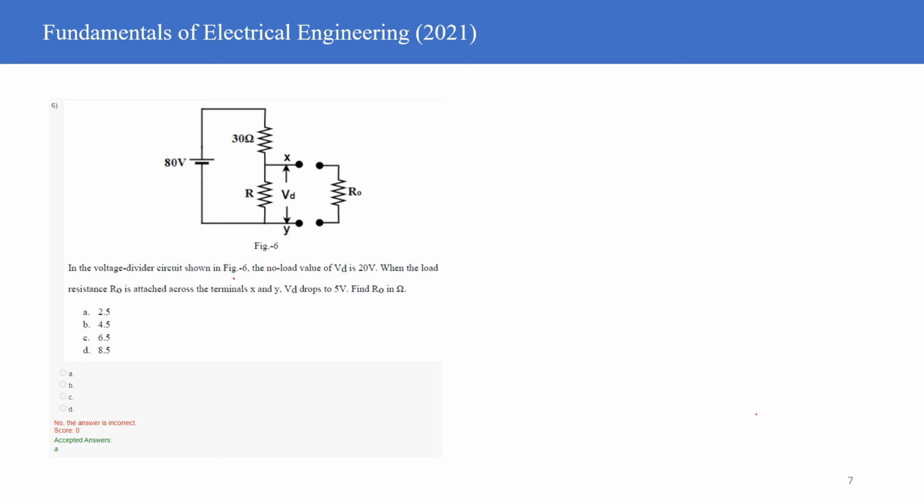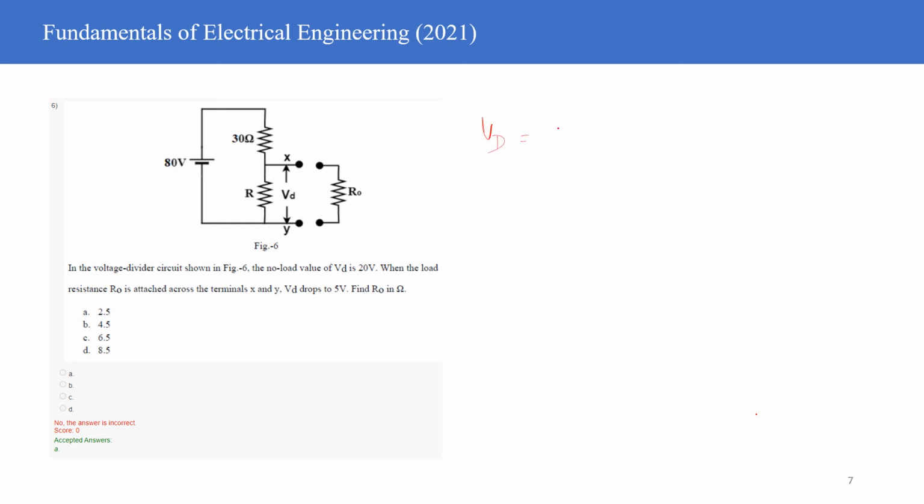In the voltage divider circuit shown in figure 6, the no load value of the voltage VD is 12. When a load R0 is attached across the terminals X and Y, VD drops to 5 volt. Find the resistance R0 in ohms. I request all of you to mute yourself.